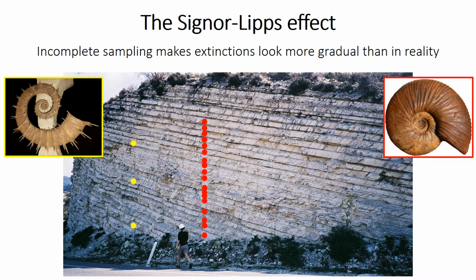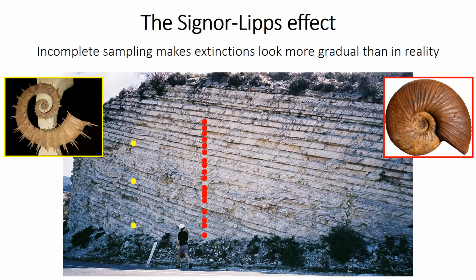Yeah, it's true that the youngest fossil of the red ammonite is higher up in our rock layers, but would you bet money? How much money would you bet that it actually survived longer than the yellow one? Given that the yellow one is rare, maybe they actually went extinct around the same time. But because the yellow one is just so rare, we didn't find those last ones.